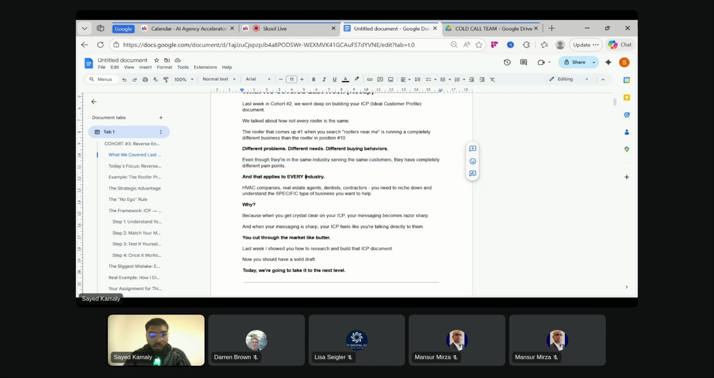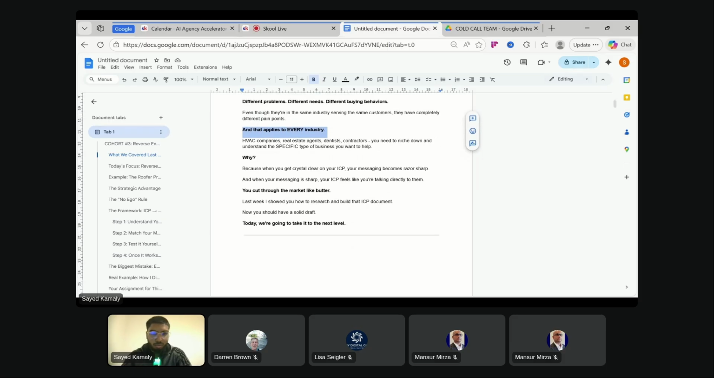And this applies to every single industry. It doesn't matter who you're trying to target. It doesn't matter if it's an HVAC company, a roofer, a real estate agent, or a dentist. It doesn't matter who this is. It doesn't matter who you are trying to target or what business you are trying to target. At the end of the day, you need to get crystal clear on your ICP. You need to make sure your messaging becomes razor sharp to the people that you are trying to target, a specific subsection in the market, if you will.